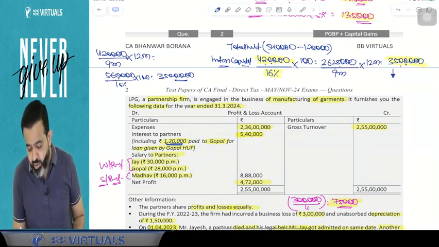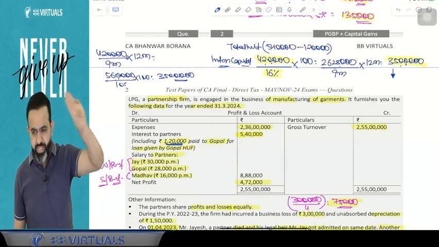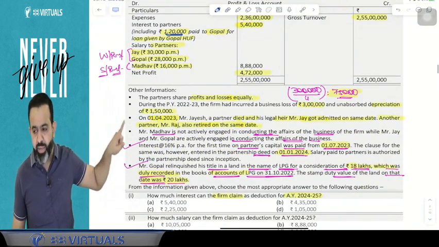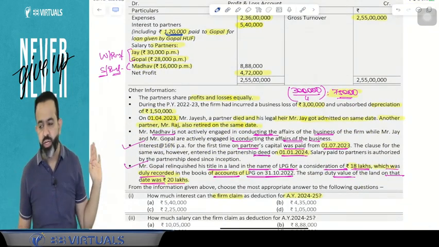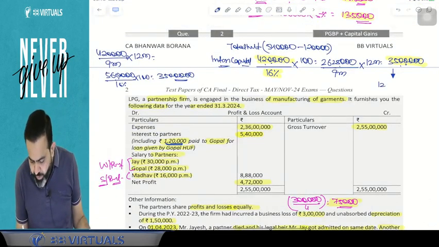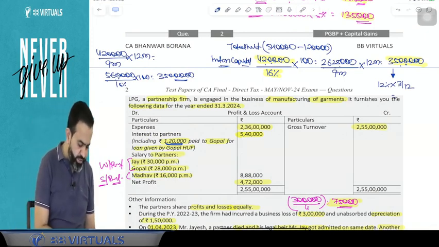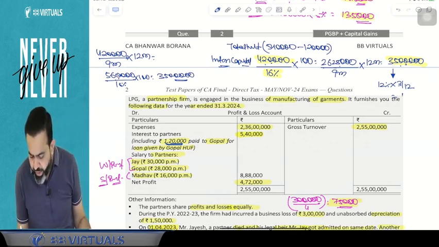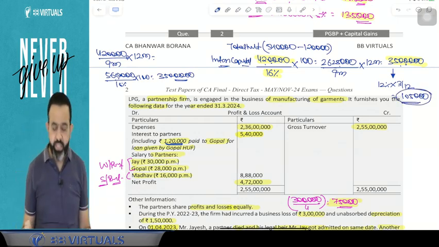And guys, interest will be allowed only for the 3 months, because here this deed is amended from the 1st January 2024. So 35 lakh multiplied by 12%, multiplied by 3, divided by 12. It comes to 1,05,000. So only 1,05,000 interest is allowed.